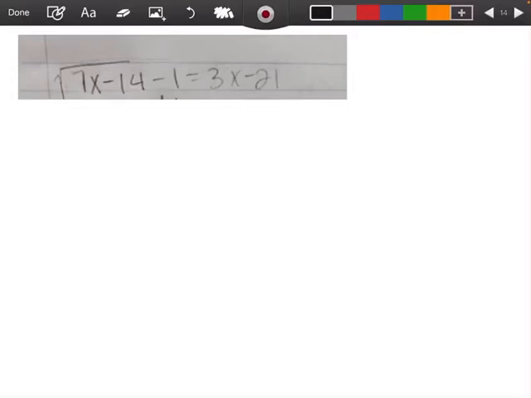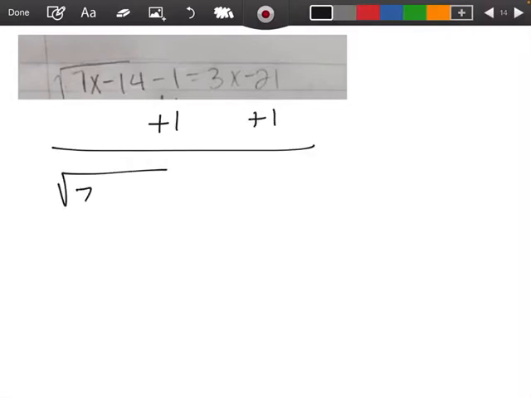Okay, so here's our problem, guys. We have the square root of 7x minus 14, minus 1, equals 3x minus 21. So the first thing we're going to do here is we need to get the square root part by itself. So we're going to add 1 to both sides. And that's going to leave us with the square root of 7x minus 14 equals 3x minus 20.